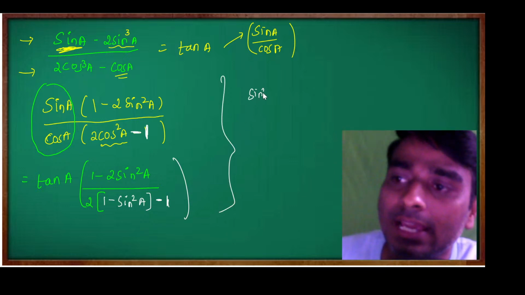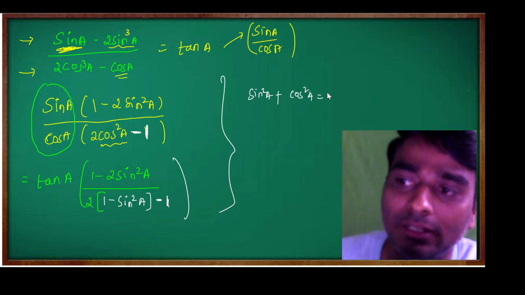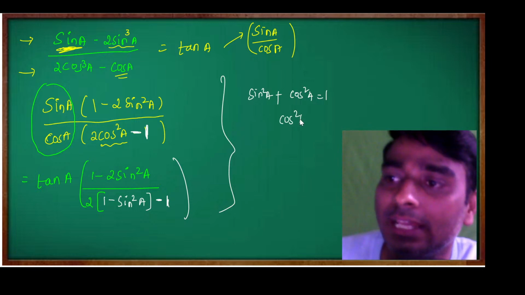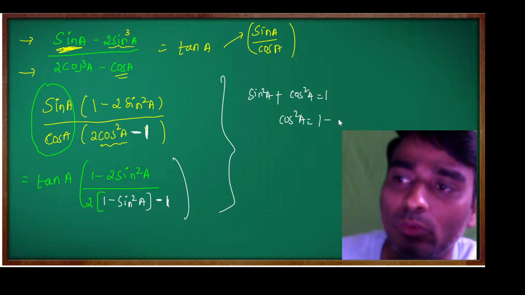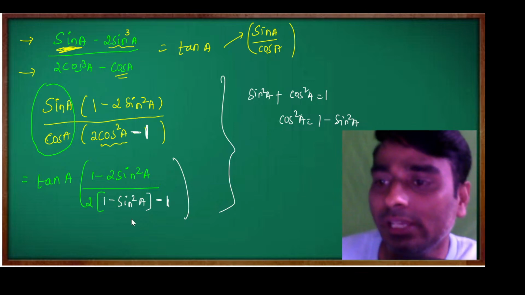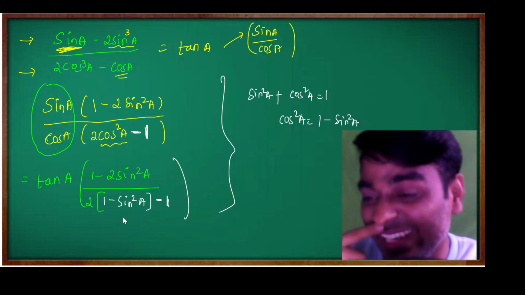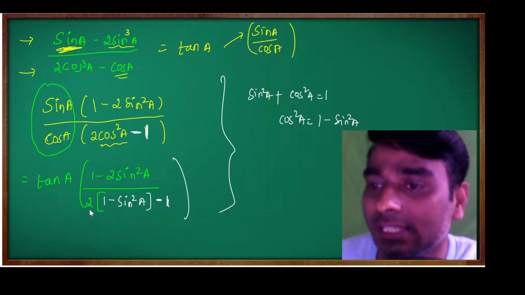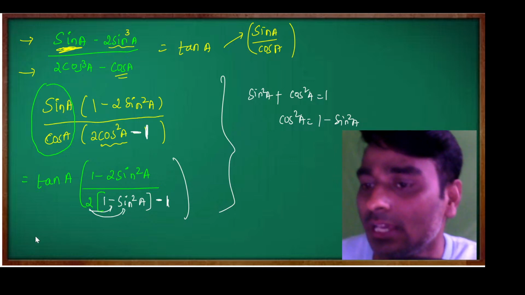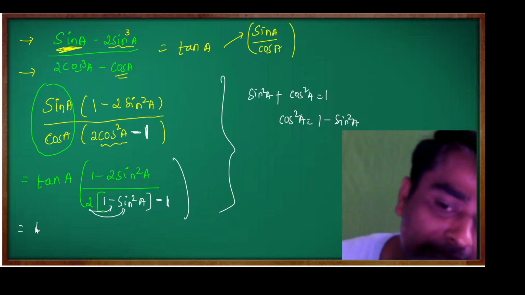Sin square A plus cos square A is equal to what? 1. So from here, if I want only cos square A, 1 minus sin square A will be my answer. Correct? So here we have 1 minus sin square A. Now next thing is I need to multiply this 2 inside here to both of these. So I will write here tan A as it is.